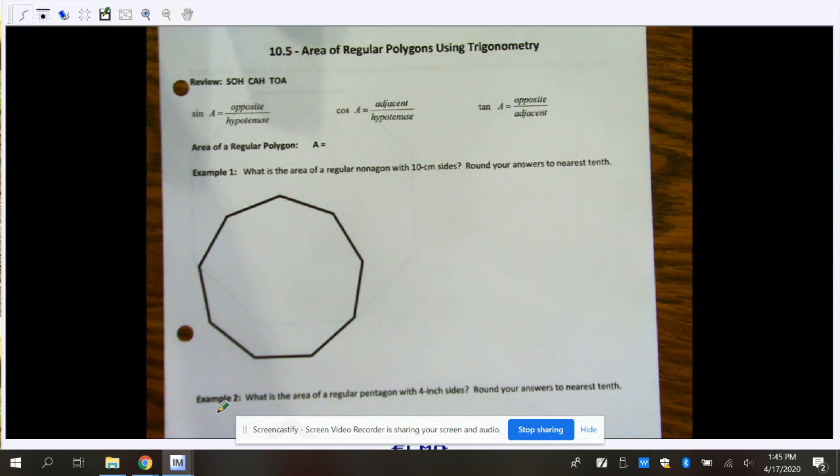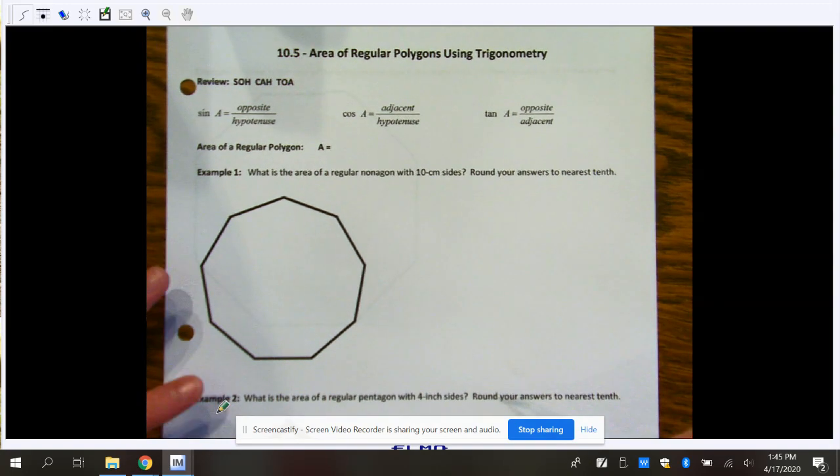Today we're going to step it up a notch and go back to trig. Not every regular polygon can be redrawn using special right triangles.